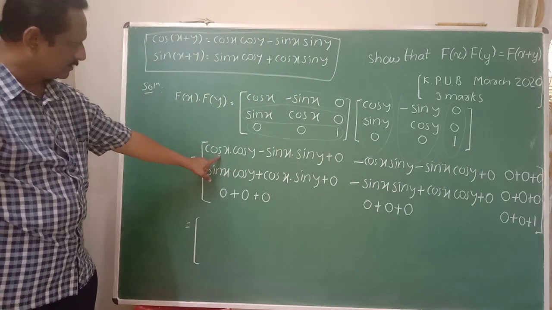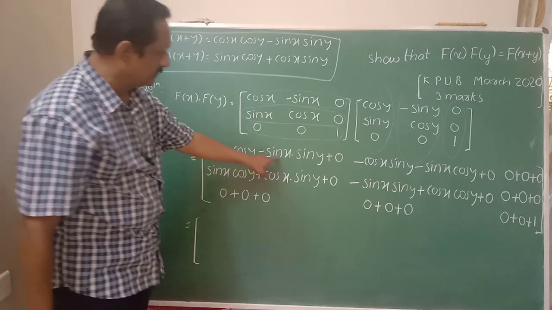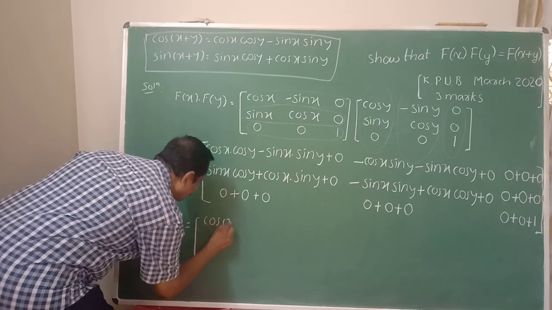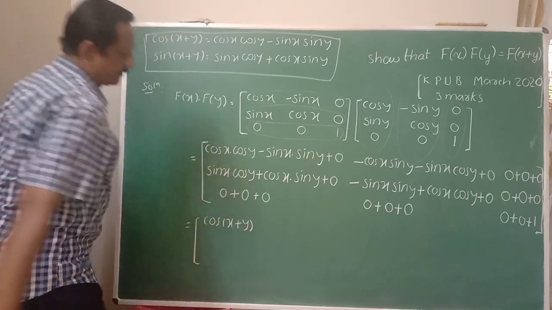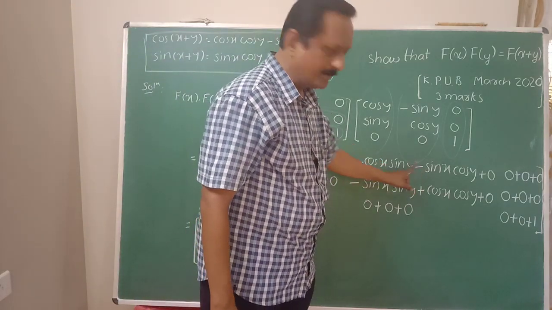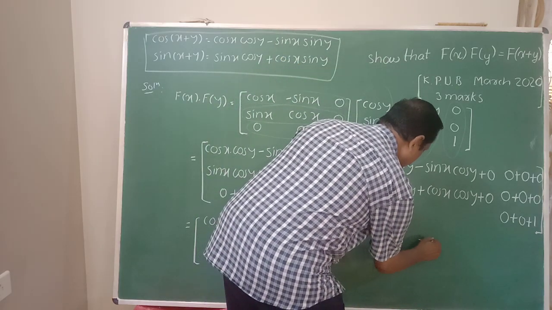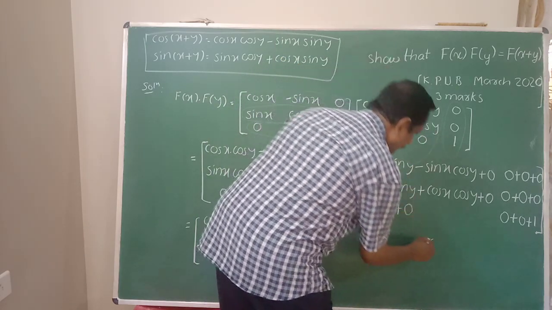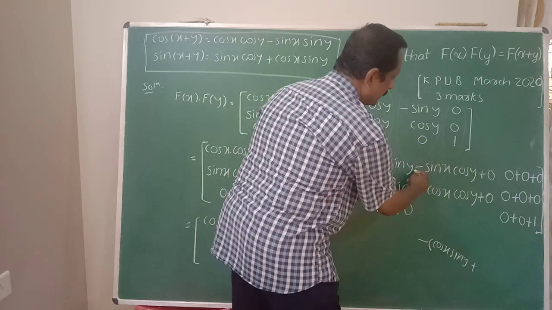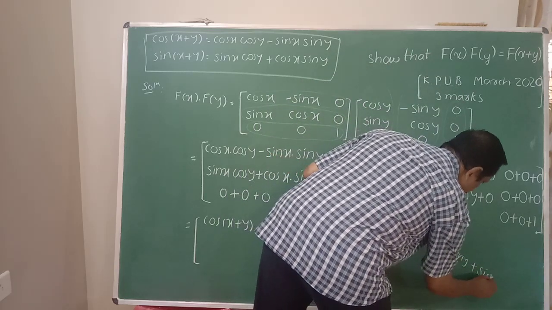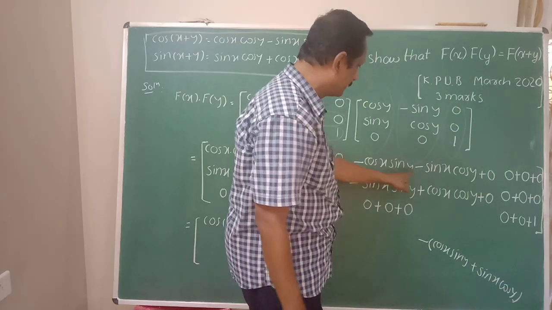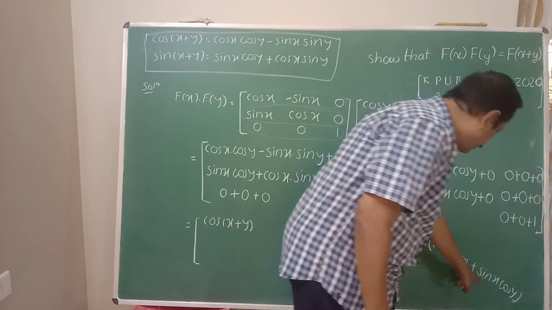So look at cos x cos y minus sin x sin y. It is cos of (x+y). So write here cos of (x+y). Then here, if you take a minus common factor, what happens? Taking minus common, we get cos x sin y plus sin x cos y. Then sin x cos y plus cos x sin y.